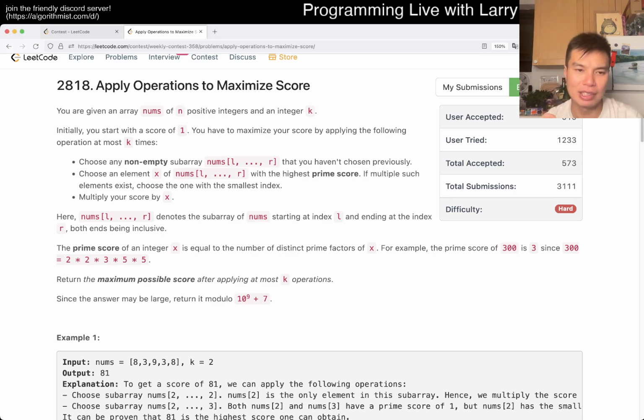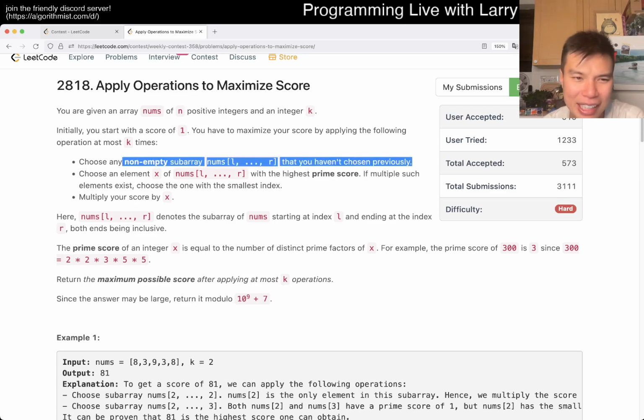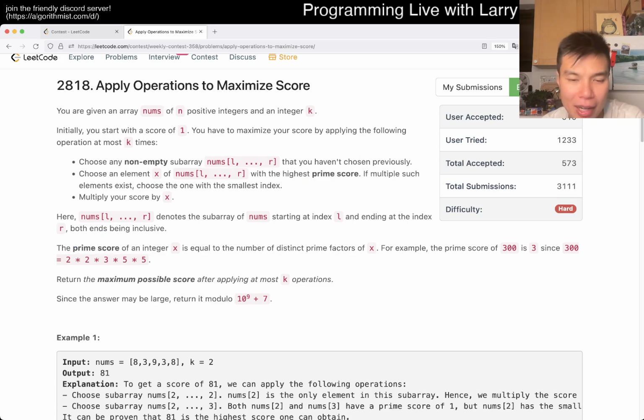The part of the problem that was a little bit hard here is that I think they could have added some definitions about what was chosen previously. They put the definition after this, which is also a little bit awkward. But here, the maximum score is at most K operations.